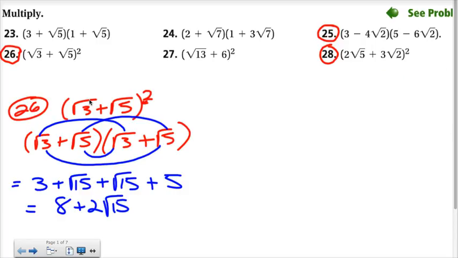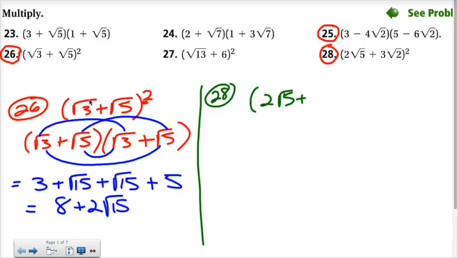Number 28. Is problem number 26 on steroids. We have 2 square roots of 5 plus 3 square roots of 2 squared. So again, lots to keep track of. Do this slowly and carefully. You might have to show more steps than you did on number 26.